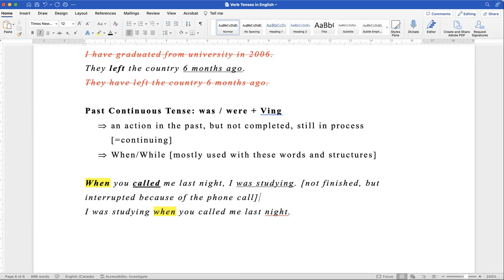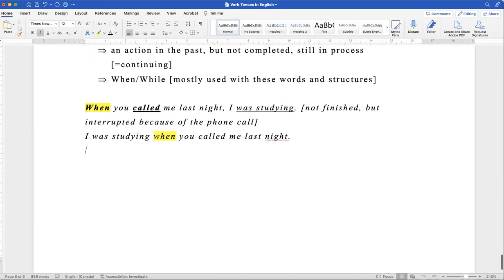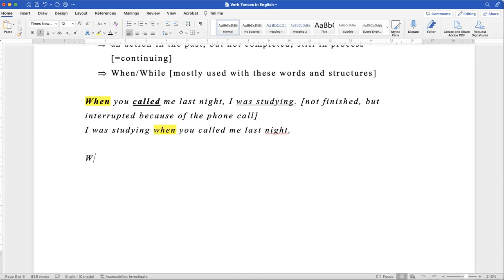Whenever we use when or while sentences with the past form, the past continuous part means it was interrupted. So here it was interrupted, it was stopped because of another action. Another action happened. So here, I was studying when you called me last night, the same idea here. I just put the when part in the middle of the sentence. Again, this is the idea of past continuous tense.